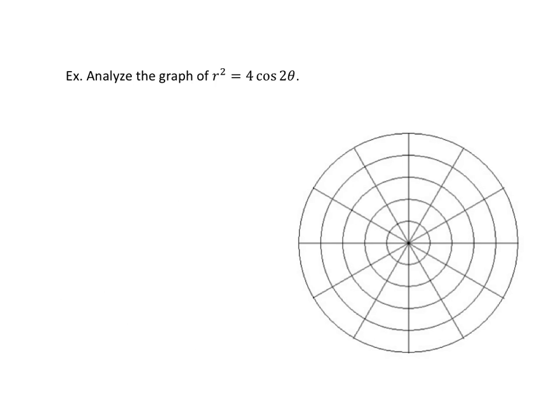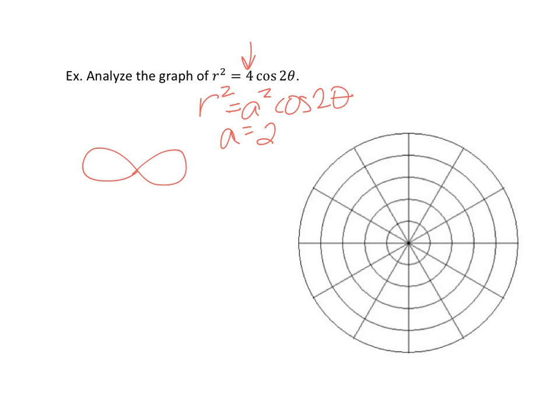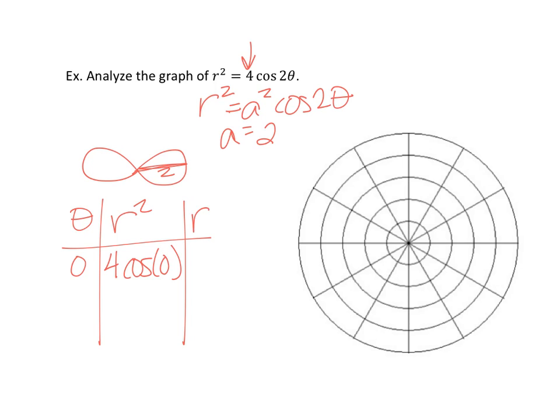Analyze the graph, r squared. We know we're going to be talking about lemniscates. Looks like the infinity symbol. For lemniscate, we had r squared equals a squared cosine 2 theta. So my a has to be 2 in order to fit in here with the 4, and that was the width. So basically, I need to put an infinity sign in here with a width of 2. How wide is it? That's where I need to at least punch in a few numbers. Theta at 0. Okay, that's going to be 4 cosine of 0. Remember, this is for r squared, then we'll have to find r. 4 cosine of 0, that would be 4.